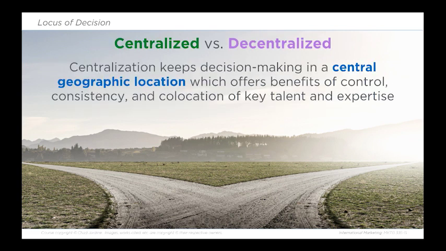So centralized means top down. In that case, it's usually the advantage is about control, consistency. That way you can hire, if you only have so big of a budget to hire your executives, you're going to hire your top people to be in the central location so that you can take their talents and abilities and spread them downstream across the entire company.